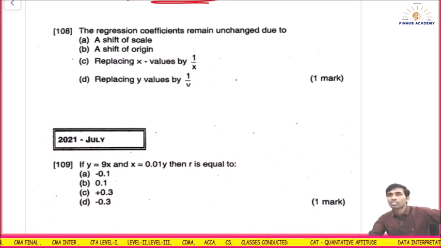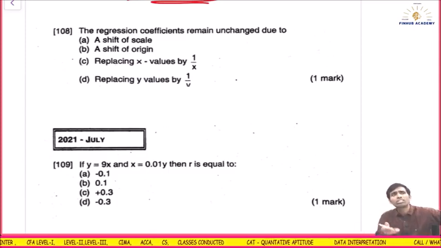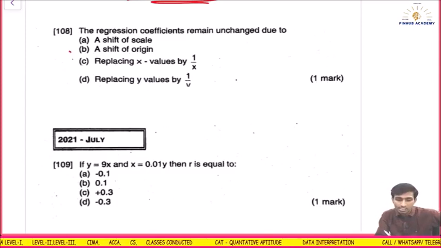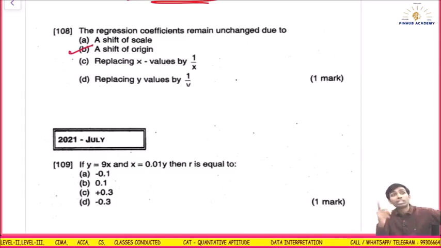The regression coefficient remains unchanged. Due to what does the regression coefficient remain unchanged? Due to shift in origin. Right now it gets changed only because of change in scale. Regression coefficients b y on x, b x on y.